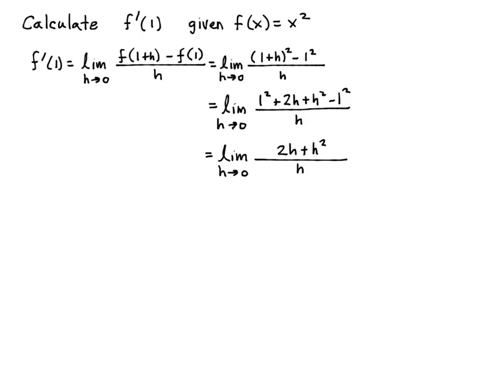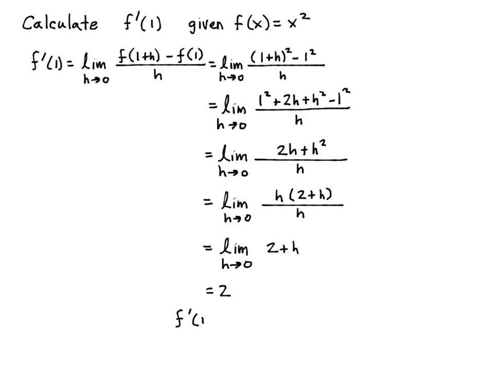And I get 2h plus h squared over h. And then if I factor out an h, I can cancel the h's, and I get the limit as h goes to 0 of 2 plus h. And this one's easy. It's going to be 2. So the slope of this line that's tangent at this point is 2.